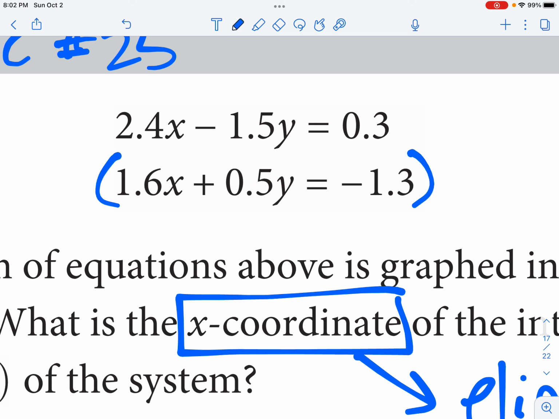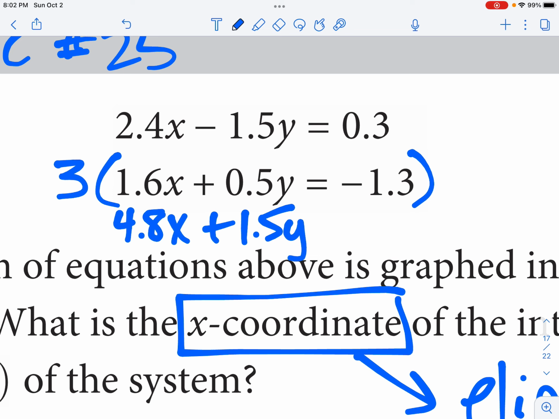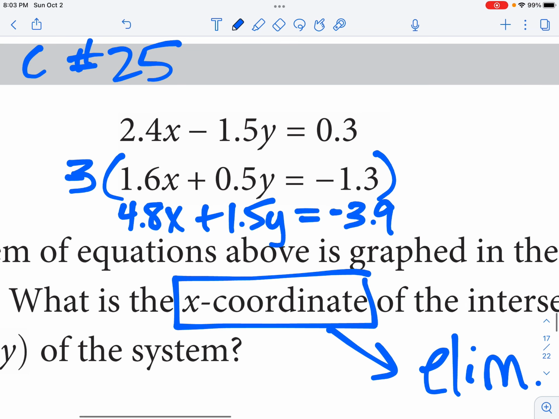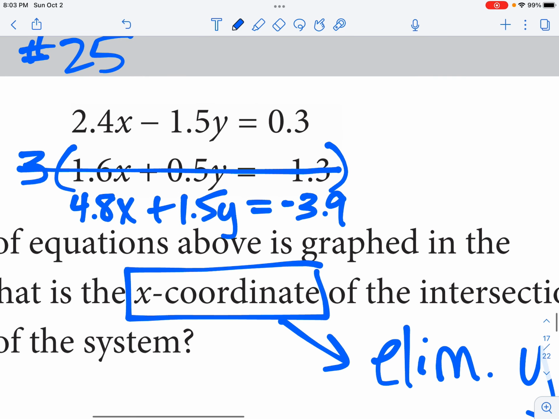So I am going to just multiply this bottom equation by 3. And when I take my 1.6x and multiply it by 3, I get 4.8. When I take my 3 and I multiply by 0.5, I get 1.5y. And you'll see that those y's will cancel. This is negative 1.5, this is positive 1.5. And when I take my 3 and I multiply by negative 1.3, I get negative 3.9. So this equation is gone, and I have changed it to what is written in blue.